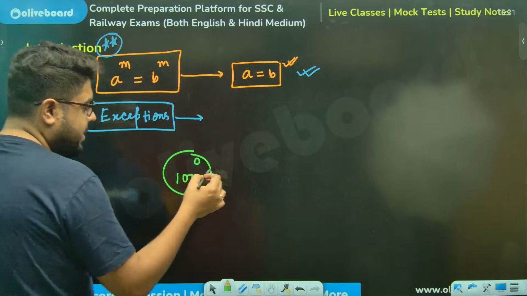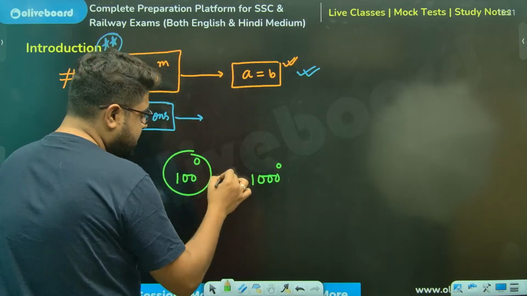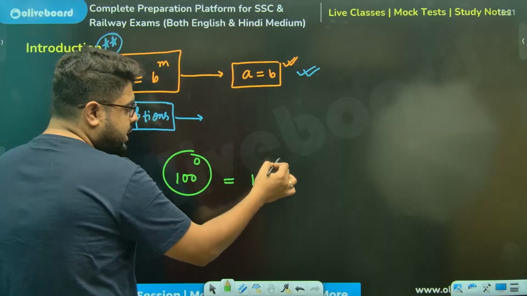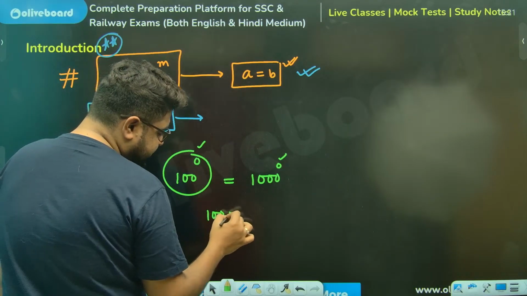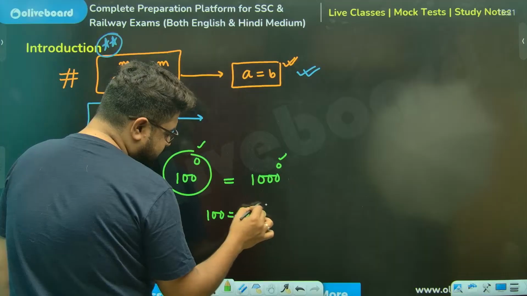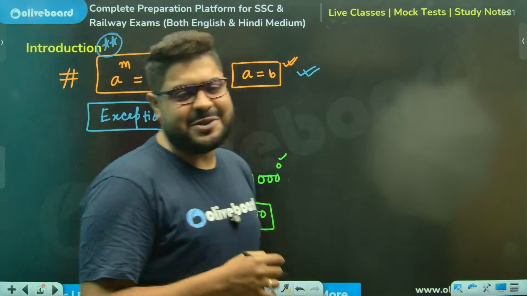Now, 1000 to the power 0. So this is also 1. Both are the same. The power is also the same. That means by this logic, 100 is equal to 1000. Everybody will say, okay, unless and until I say, I'll give you 100 rupees, give me 1000 rupees back.